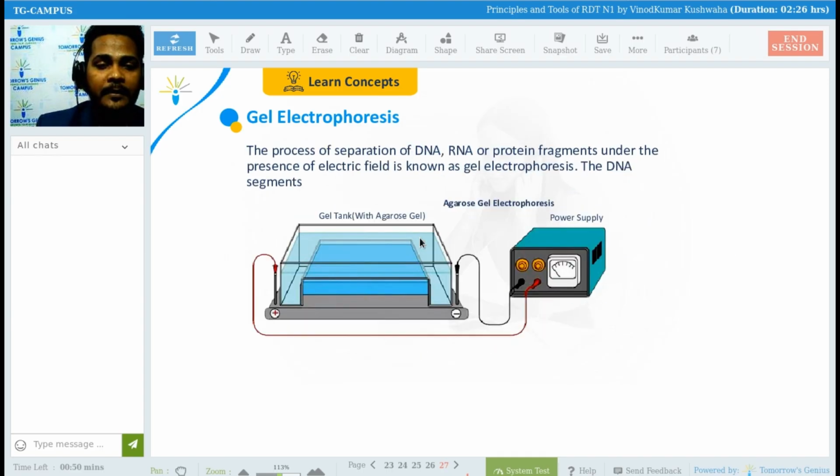Okay. Now after this we need to understand one important concept, and that is called gel electrophoresis. Gel electrophoresis is the separation and isolation of DNA fragments. Why do we need to use gel electrophoresis in biotechnology or in rDNA technology? Now you know that a restriction endonuclease is an enzyme that cuts the DNA at different segments.